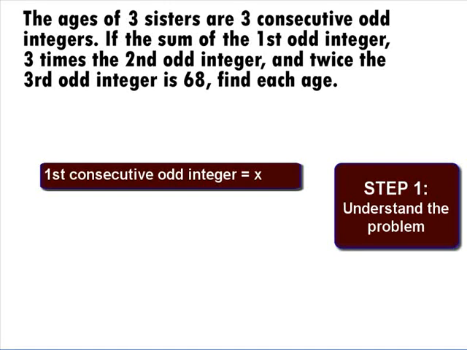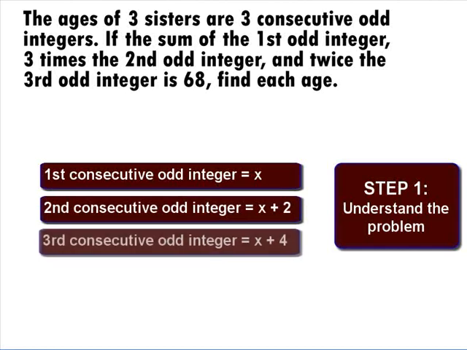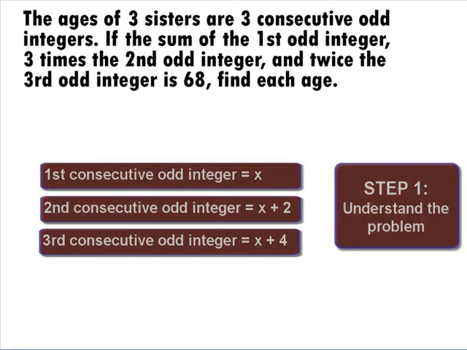Since consecutive odd integers are odd integers that follow one another in order, for example 5, 7, and 9, or 21, 23, and 25, the next one up can be found by adding 2 to the previous consecutive odd integer. So we can represent the second consecutive odd integer as x plus 2. Along those same lines, the third consecutive odd integer would be x plus 4.